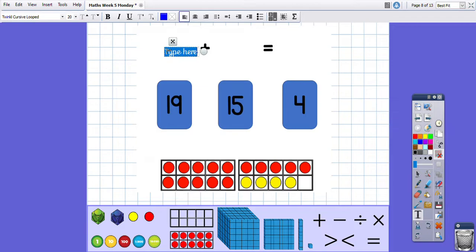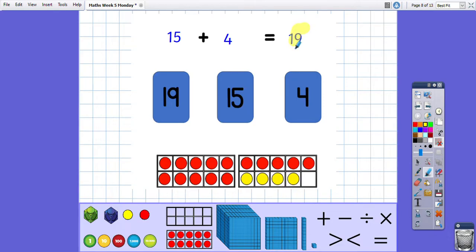Okay, so I'm going to look at my red counters first. So I've got 10 and 5 is my 15. So I think it is 15 add 4 equals 19. Now, could I do 19 add 15 equals 4? I know I couldn't, because I know in an addition, the biggest number always comes at the end. The biggest number is always at the end.